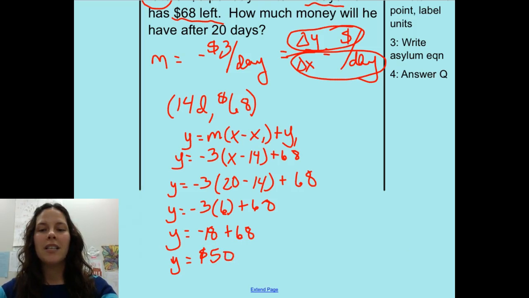So if Marty continues to spend his money at a rate of $3 per day, he will have $50 left after 20 days. So one thing that you should do always is make sure that your answer makes sense with the context. So if you hadn't caught that keyword of spending and you thought your rate was a positive 3, it shouldn't make sense to you that Marty would have more money after 20 days when he's spending his money. So we should have less than the $68 after he's continued to spend his money.